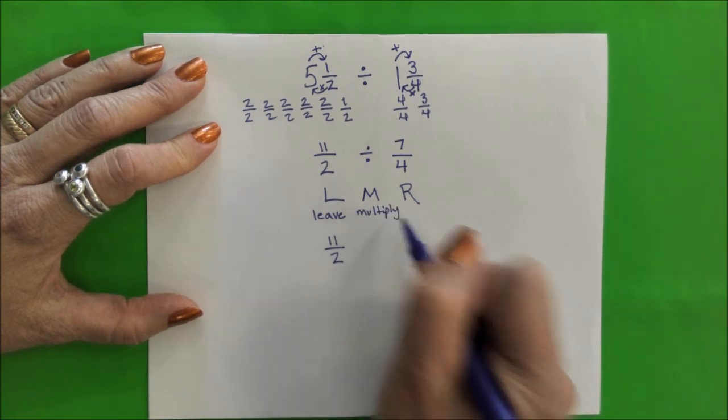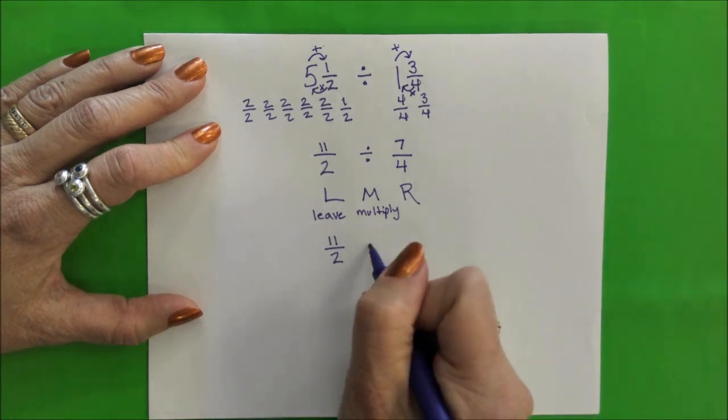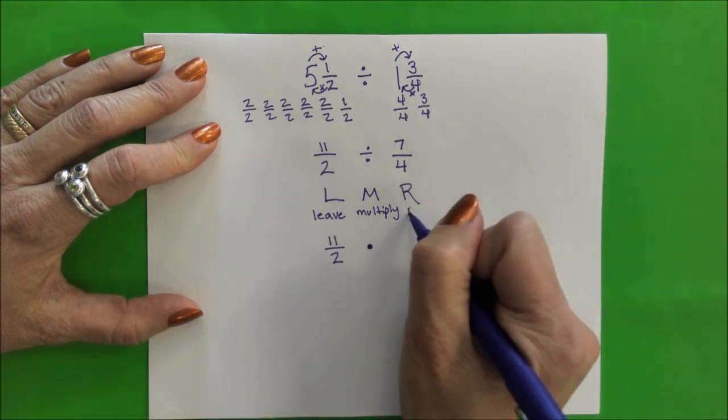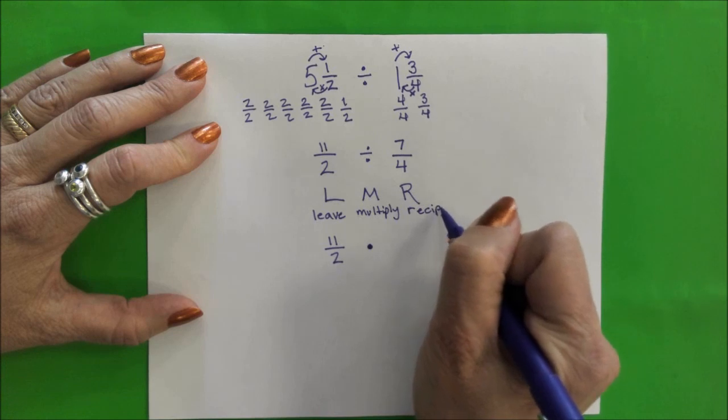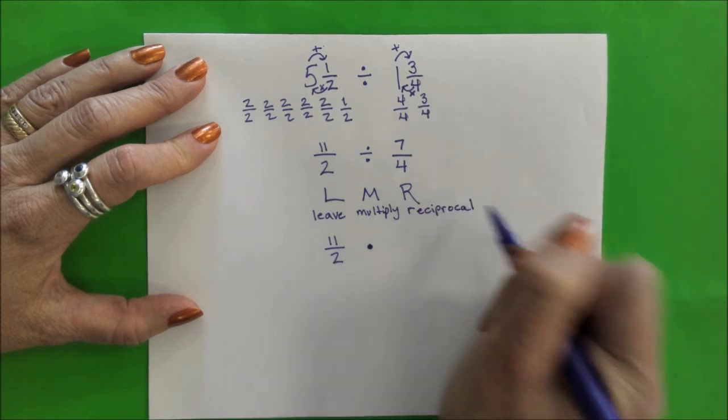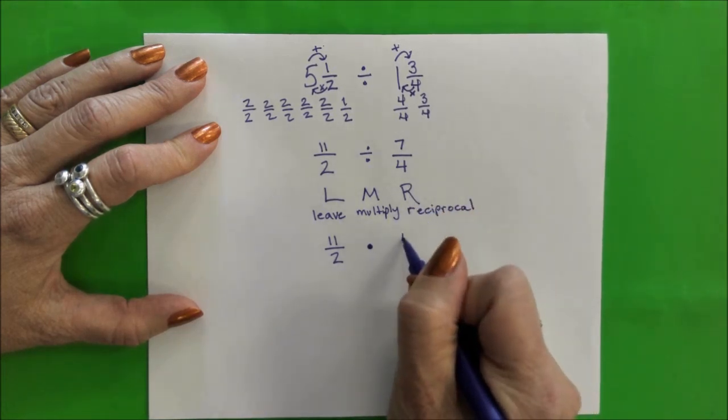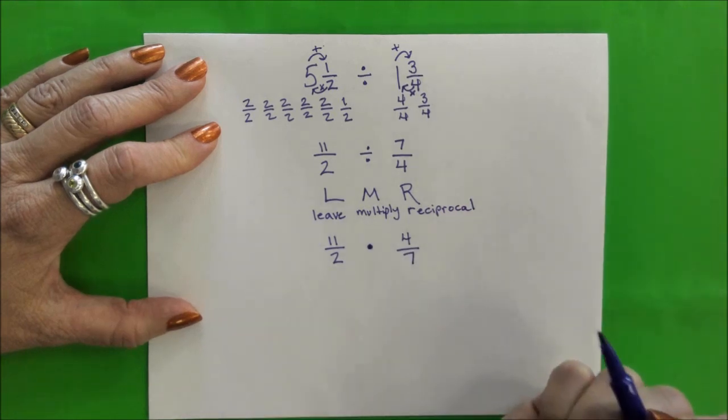So we're going to change our division to multiplication. And the R reminds us that we need the reciprocal. The reciprocal of 7/4 is 4/7.